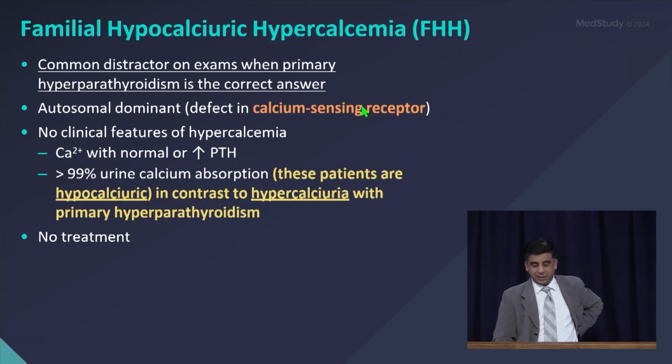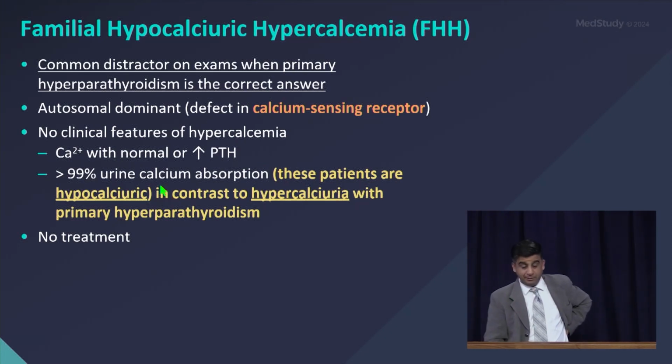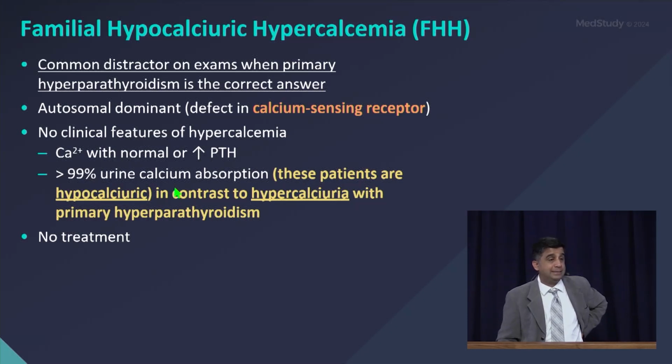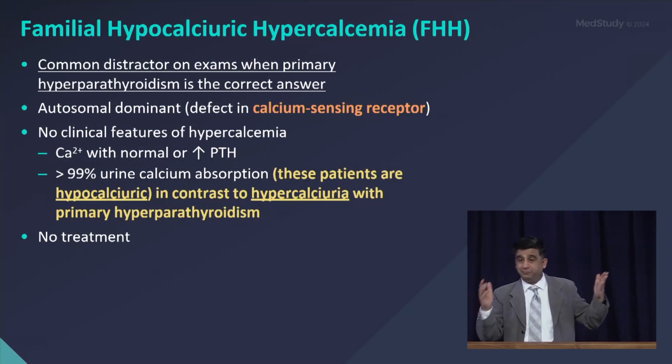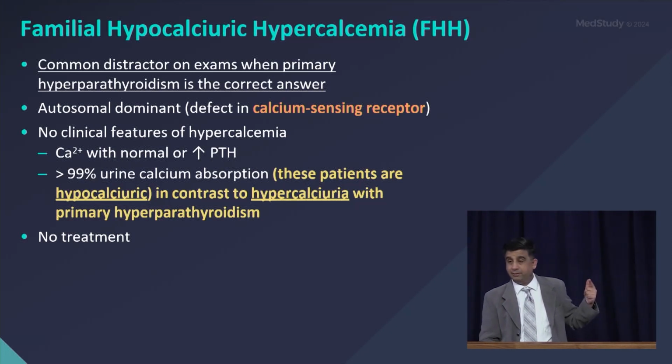Whereas in FHH, the problem is in the calcium sensing receptor. It is familial. And how would you differentiate it from primary hyperpara? These patients have low calcium in the urine. They do not form stones. So this highlighted part is really important. Low calcium in the urine in FHH, whereas high calcium in the urine in primary hyperpara.